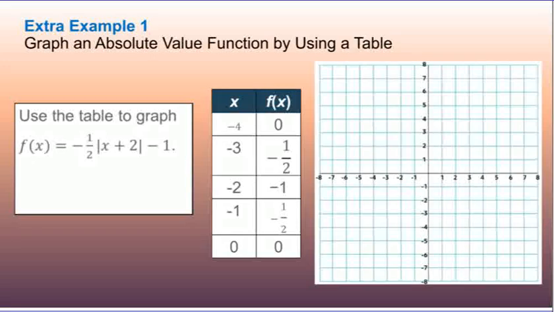Next, we're going to plot these. So we got -4, 0. So -4, 0 would be here. -3 and -1/2 would be here. -2, 1 would be here. -1, -1/2 here, and then 0, 0. So this one's a tighter one, but you can still see the V shape. You'll also know that if we were to put a line of symmetry through the vertex, they would be mirror images of each other.